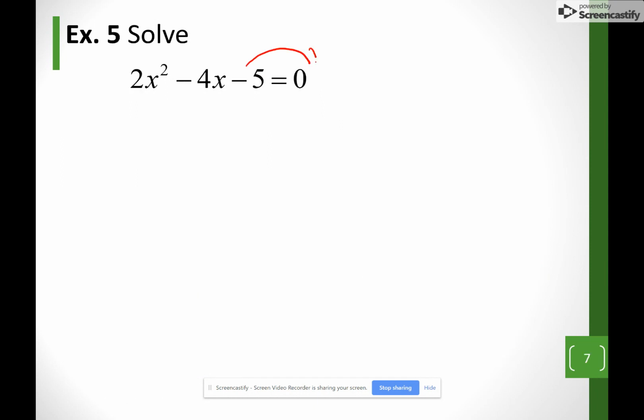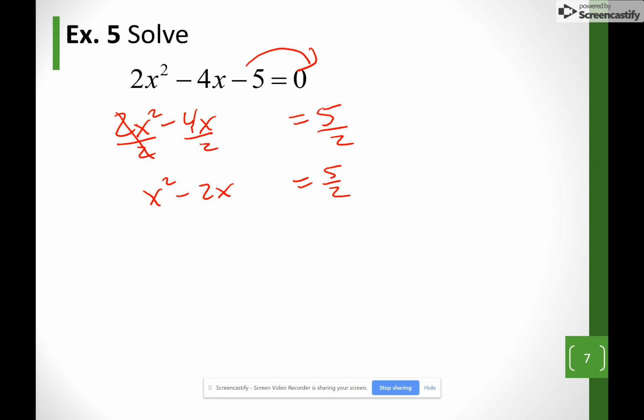Once again, in this case, I'm going to do the same thing. I'm going to move the 5 over. So I have 2x squared minus 4x, some space, and this is equal to 5. My leading coefficient is not 1, so I'm going to divide everything by 2, which is that number. So x squared minus 2x is equal to 5 over 2.